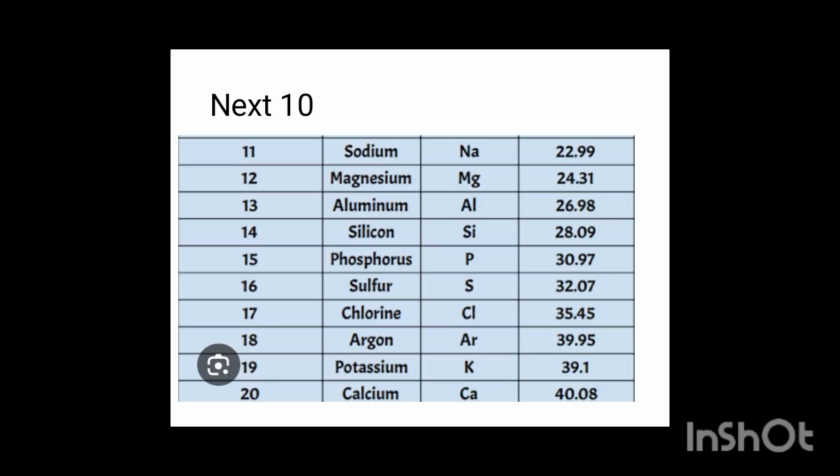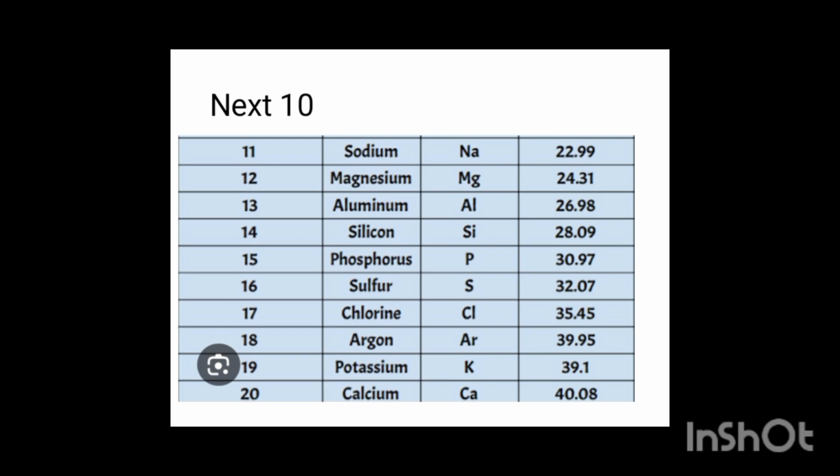Next 10: sodium, magnesium, aluminium, silicon, phosphorus, sulfur, chlorine, argon, potassium, and calcium. They also have different symbols: sodium is Na, magnesium Mg, aluminium Al, silicon Si, phosphorus P, sulfur S, chlorine Cl, argon Ar, potassium K, calcium Ca.